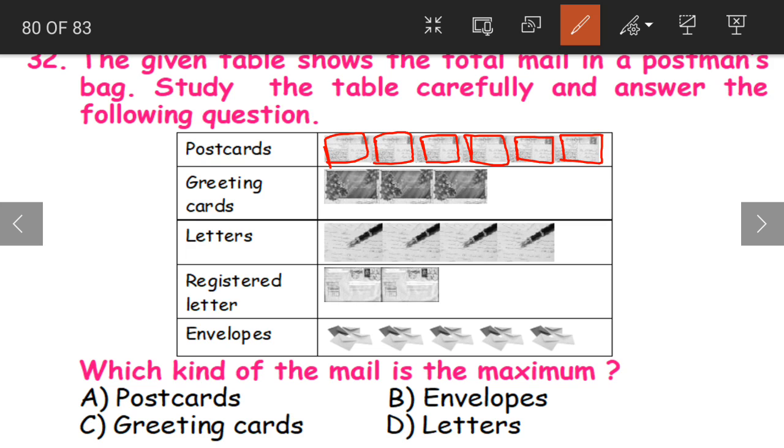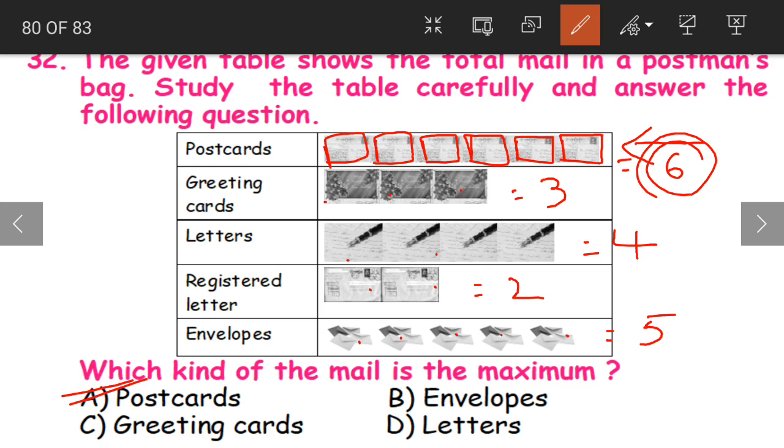Okay, one is just by looking at the table, see in which row or for which type of mail we are having the most number of pictures. By seeing itself we can say that the number of postcards are the maximum or the highest. So option A, postcard, becomes our correct answer. Else you can count each type of mail individually. 6 postcards, 3 greeting letters, 4 letters, 2 registered letters and 5 envelopes. Now see, even if you look at the number countings, postcards is having the maximum count. So postcards becomes our correct answer for this given question.